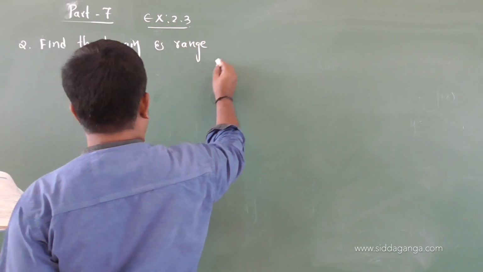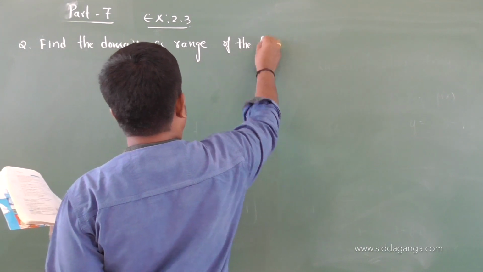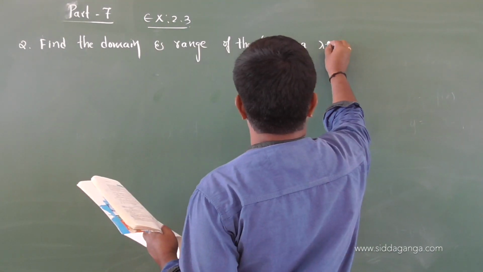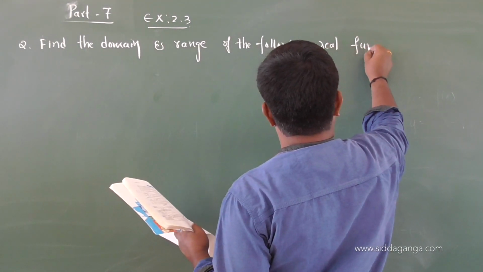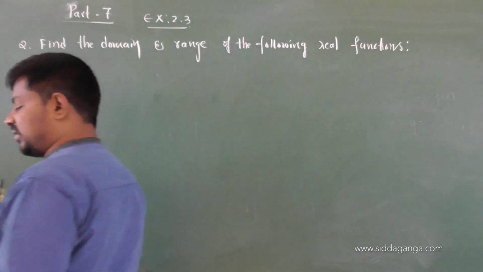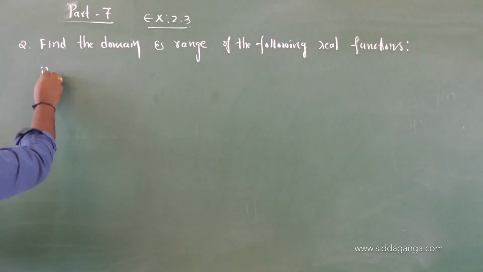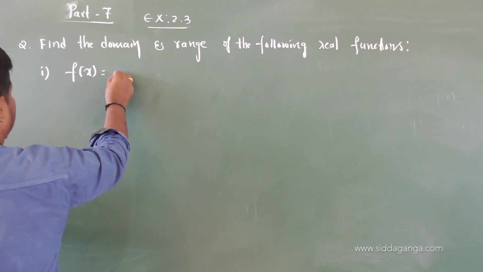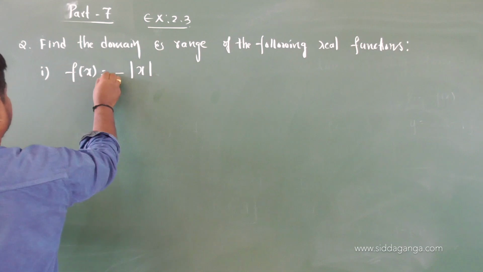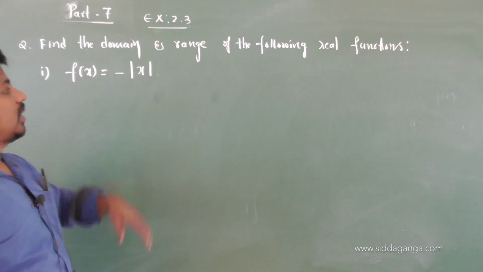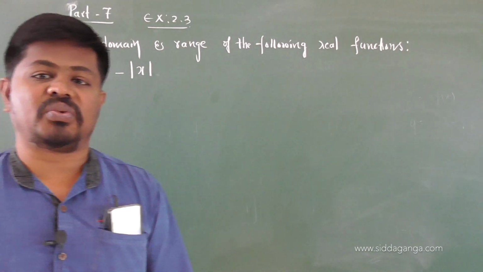Find the domain and range of the following real functions. Here we have real functions. What do you mean by real functions? Real functions are the functions whose domain is either the set of all real numbers or any of its subsets. Here we have the function f of x is equal to minus of modulus of x.